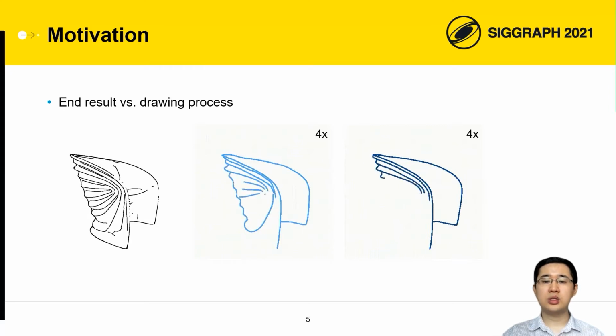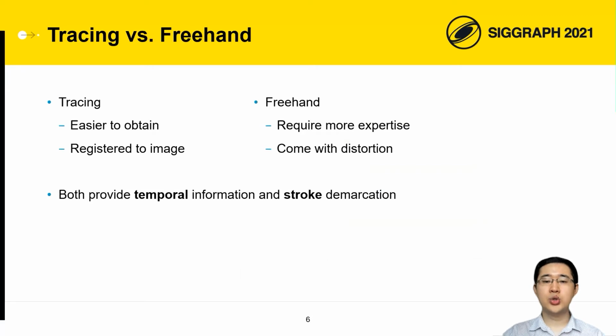This shows the importance of collecting and analyzing actual drawings so we can better model the drawing process and inform new algorithms. We consider two common forms of drawing, tracing and freehand. Tracings are easier to obtain than freehand drawings and are registered to images by definition. Like freehand drawing, tracing can also provide temporal information and stroke demarcation.